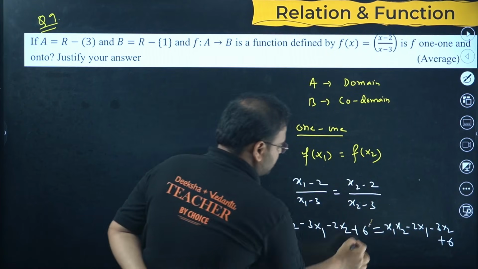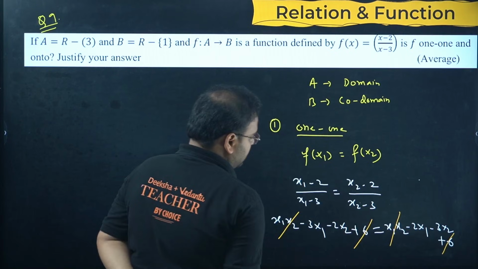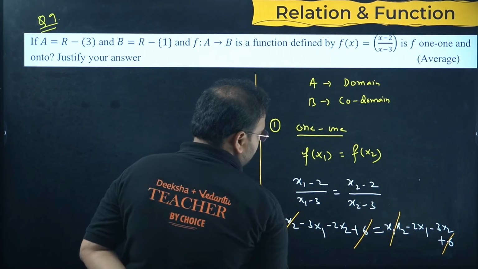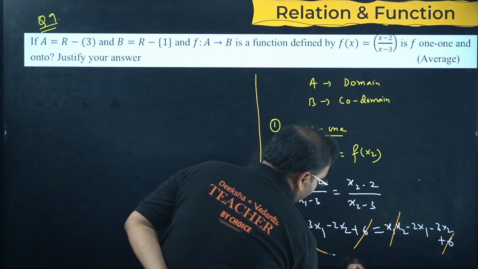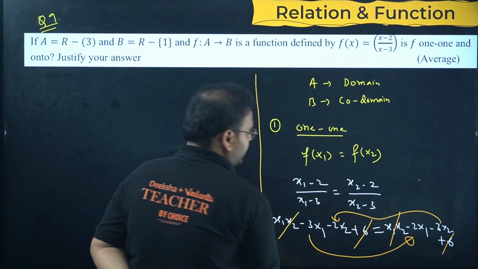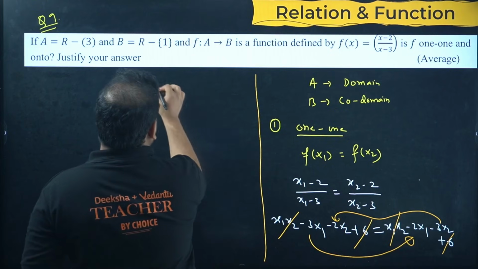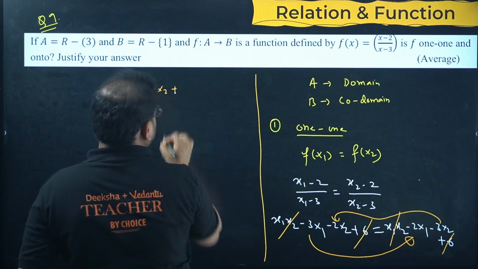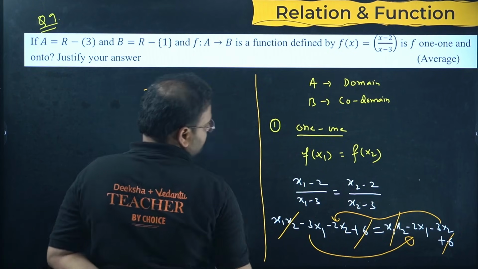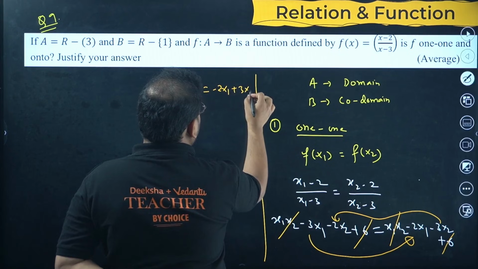Check here. x1 x2 is cancelled. Okay, the remaining terms now. I have minus 3x1, so I'll move this term over here, and minus 3x2 I'll move it over here. Got it? Now you check. So I'm getting here minus 2x2 plus 3x2 equals minus 2x1 plus 3x1.